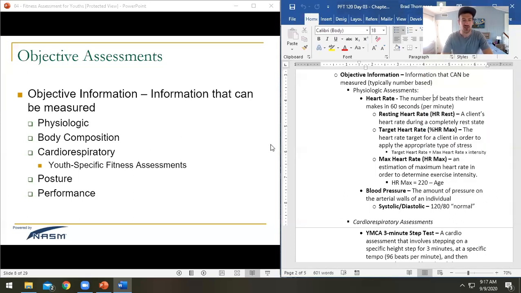We're going to go ahead and start with there's sort of these big categories of objective information. It's going to be broken down into physiologic information, body composition assessments, respiratory assessments, which we'll look at some youth-specific ones today, posture assessments, which we've been using as the example so far, and performance assessments, which are also very youth-based.